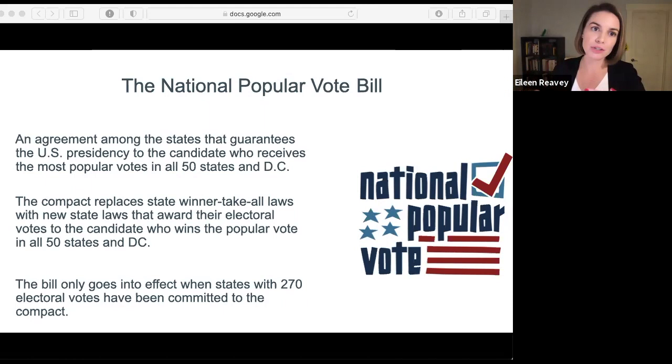And this bill only goes into effect in states when enough states have signed on to the compact that they guarantee the outcome of the presidency to the national popular vote winner. And how do you do that? You get states with 270 electoral votes or more committed to the compact. And then you know that all of those votes will vote as a block for the national popular vote winner. And because that's the magic number you need to win the presidency, you guarantee the presidency to the candidate who gets the most votes.